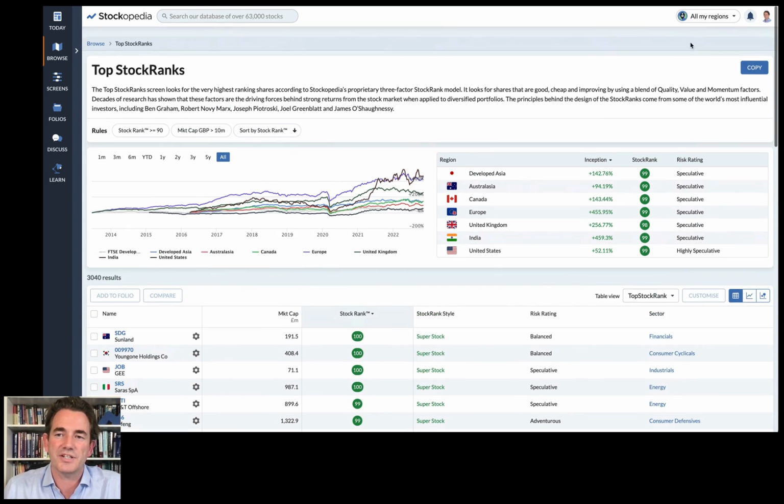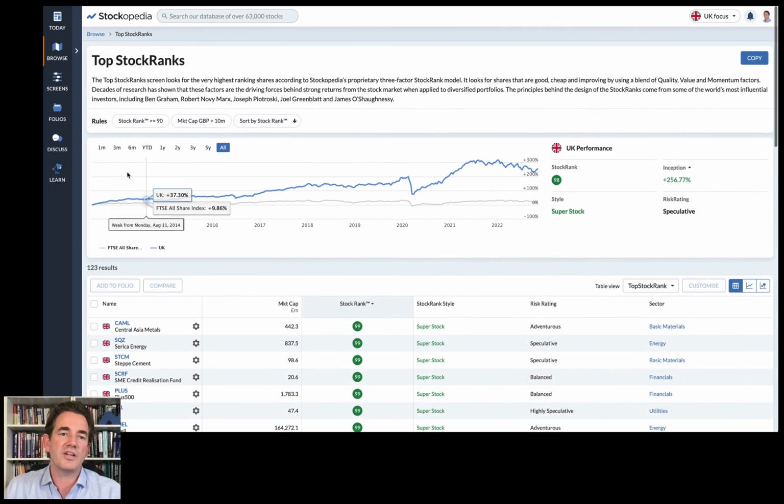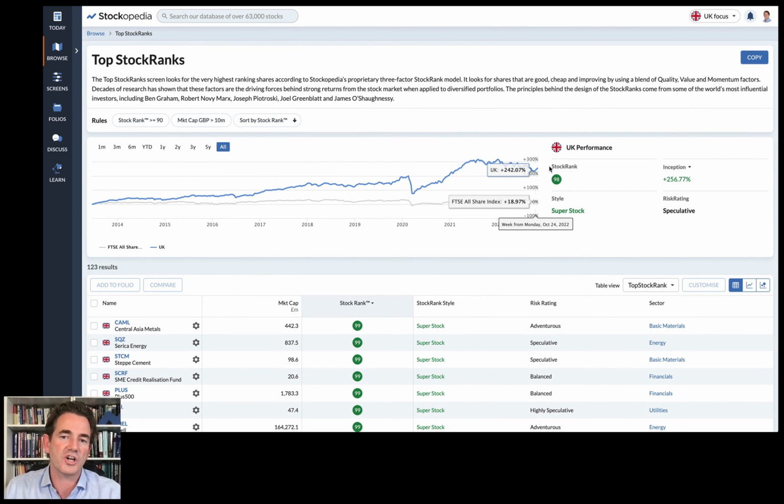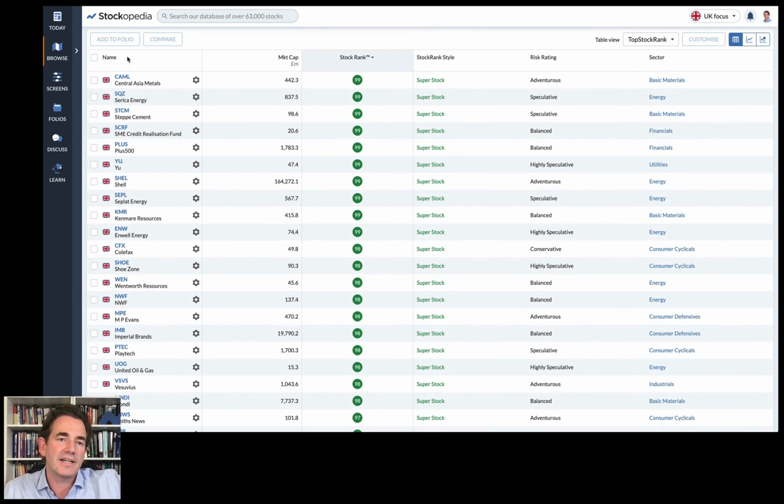And it's a bit messy if I look at them all. I'm just going to focus on my home market, the UK. And you can see this is the top. We get a chart here. It shows how well they've done. That's a portfolio of 25, that's rebalanced regularly. And you get these lists.